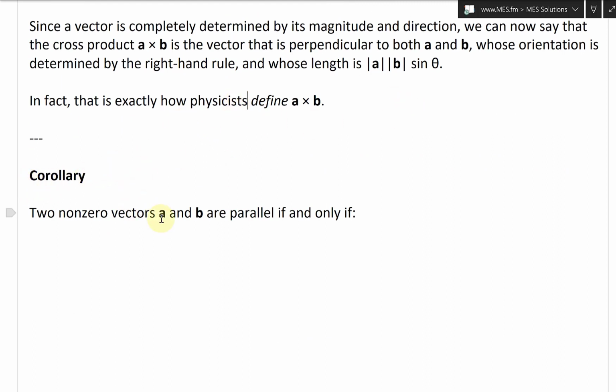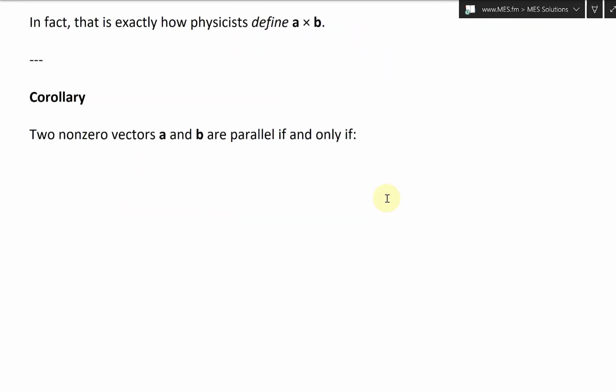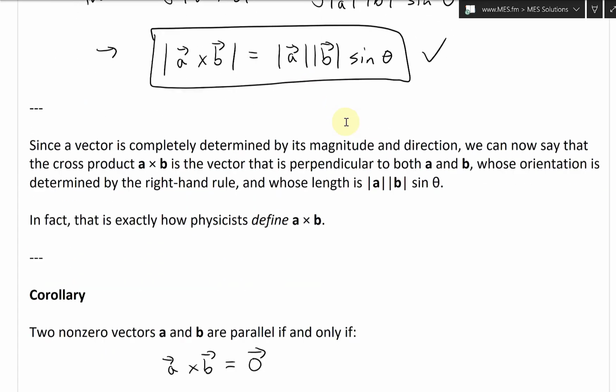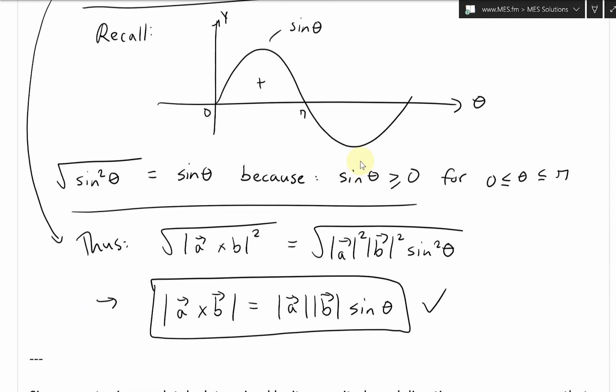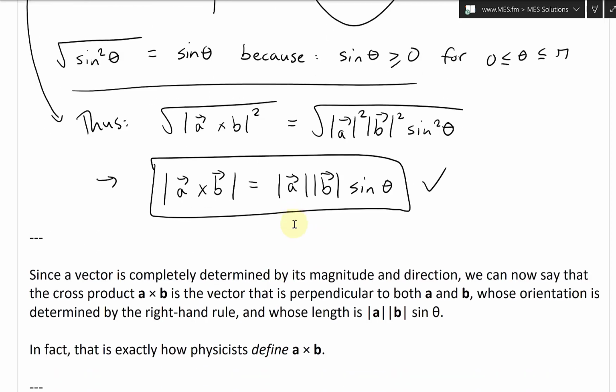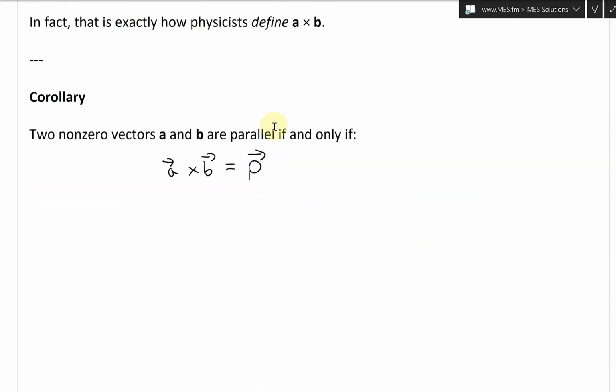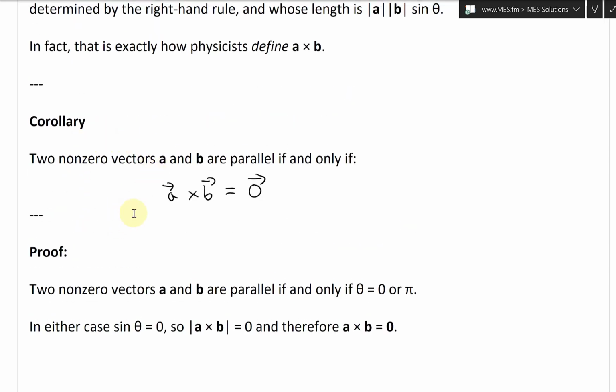Two non-zero vectors A and B are parallel if and only if their cross product equals 0. So A cross B equals 0, or the 0 vector, like that. And again, this corresponds to this sine right here, because when sine is 0, at 0 or pi, or 180 degrees, this whole thing becomes 0, and in other words, it has to be parallel, and we will illustrate that soon. And here we'll look at the proof of this.